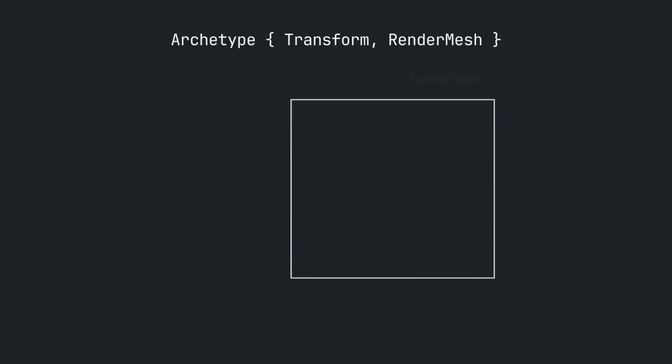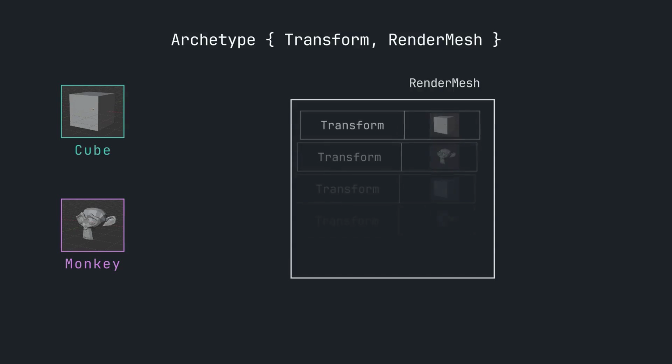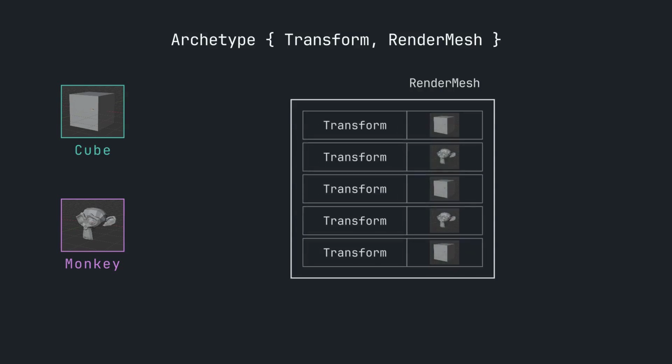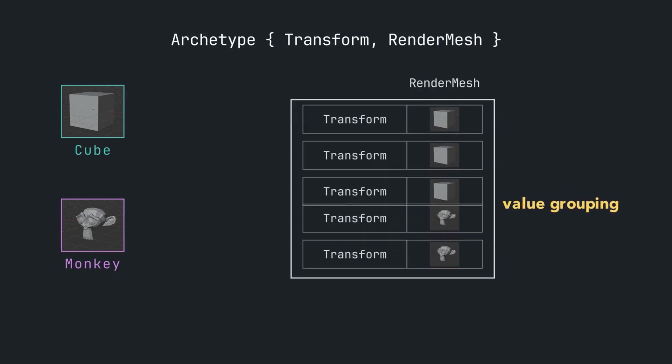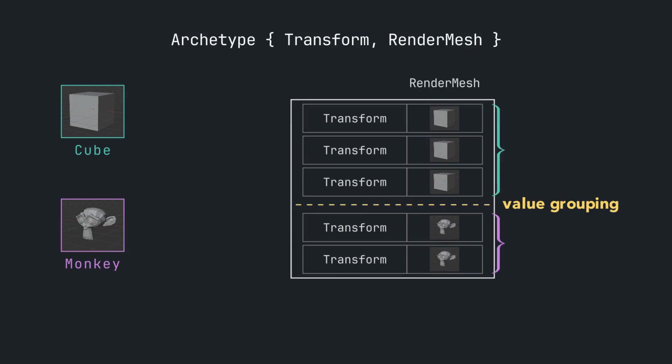Start with the gap the feature is trying to fill. An archetype in this ECS is defined by a set of component types. Types, not values. So an entity holding a cube mesh and an entity holding a monkey mesh have exactly the same components on them, transform and render mesh, which means they land in the same archetype, in the same chunk, sitting right next to each other. ECS gives you type grouping and nothing else. What a renderer usually wants is value grouping. Split these apart by which mesh they actually point at.